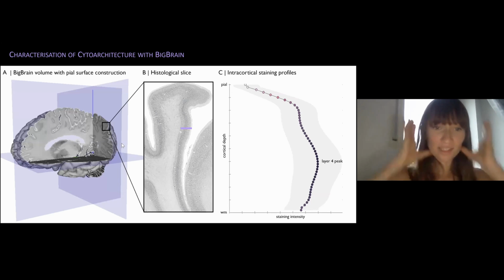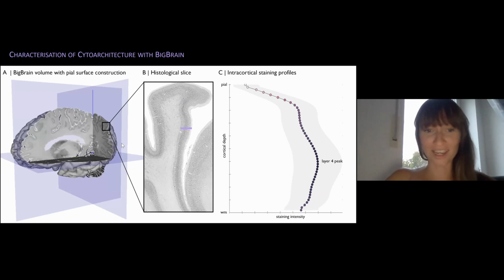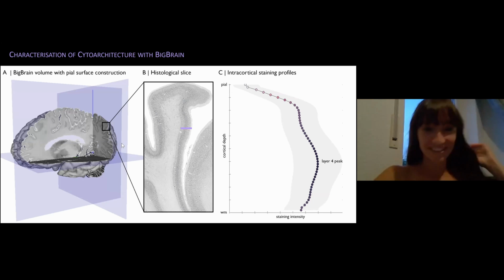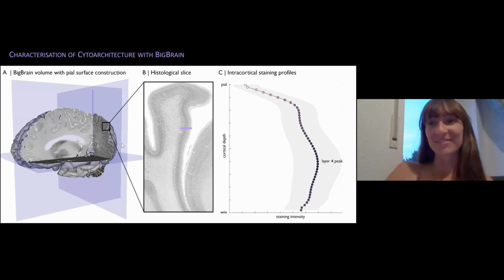So in terms of the cytoarchitectural features, now I'm just going to turn on my light for 1 second. I realize I'm quite dark. Hi again.